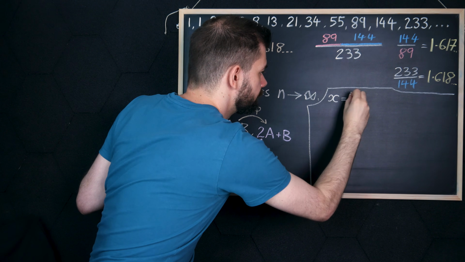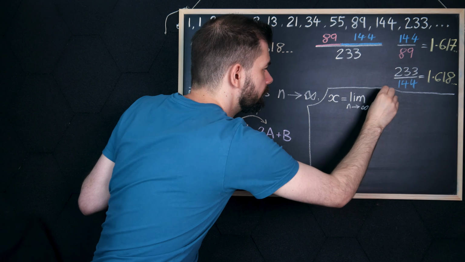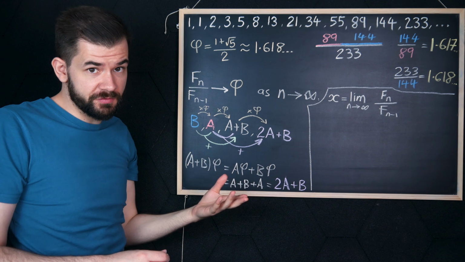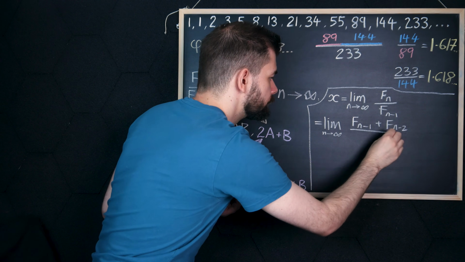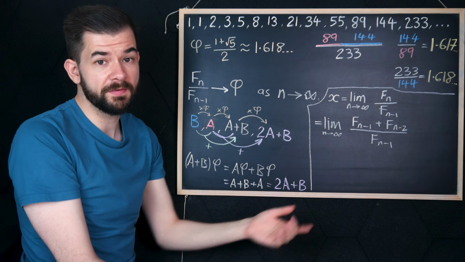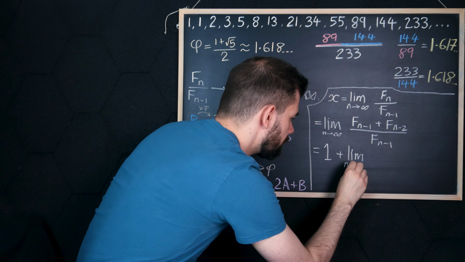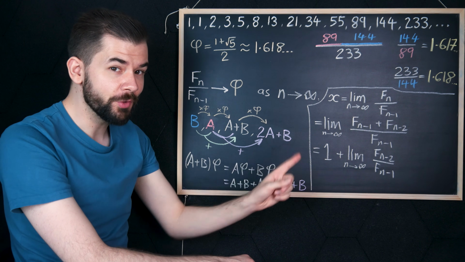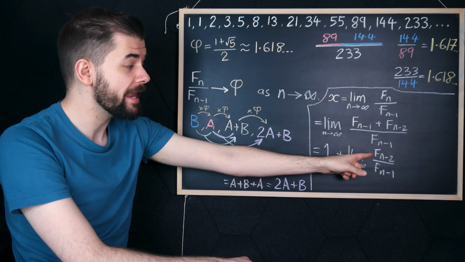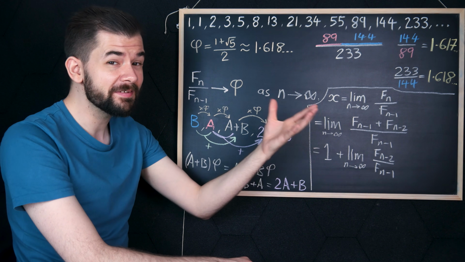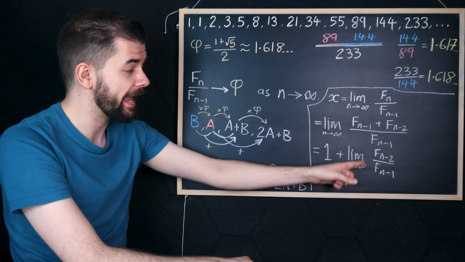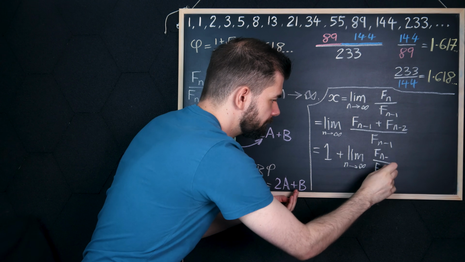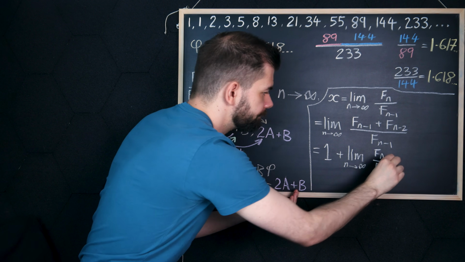Well, we want to evaluate the limit as n tends to infinity of Fn over Fn minus 1. Call it x. Now note that Fn is the sum of the two previous terms, Fn minus 1 plus Fn minus 2. Let me break up this fraction. So this is just 1 plus the limit as n tends to infinity of Fn minus 2 over Fn minus 1. Now I'm going to do a cheeky change of variables here. Note that the limit as n tends to infinity of Fn minus 2 over Fn minus 1 is the same as the limit as n tends to infinity of Fn minus 1 over Fn. Just because we start one term behind doesn't change the fact that the limit will be the same as n grows to infinity. And why did I do that?